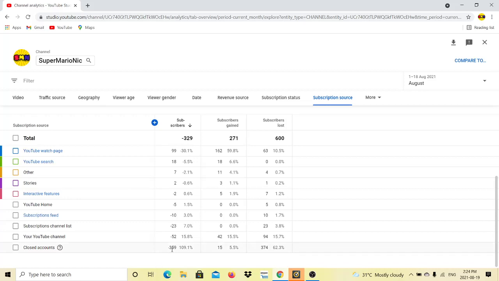So here's what I'm here to tell you. What does closed accounts mean? Well, this is what it means. Hover right here: reduction in subscriber count caused by the removal of closed accounts and spam. So I've lost 359 subscribers because of closed accounts and spam, okay? And this is YouTube closing accounts.